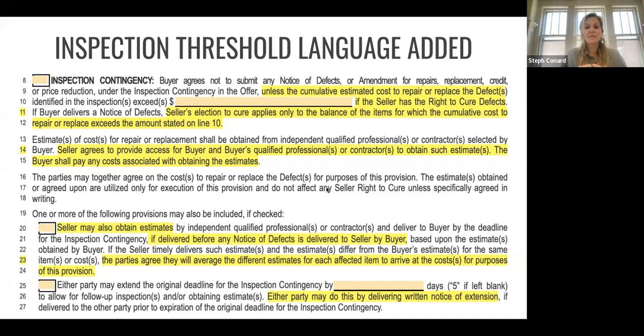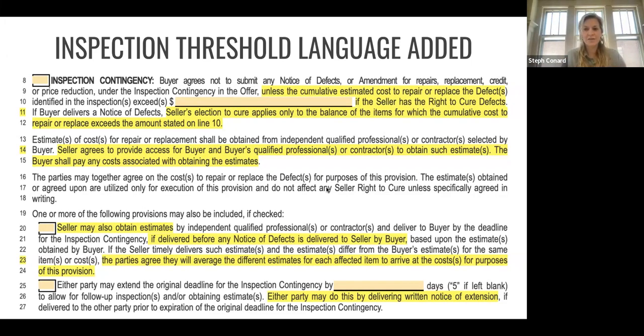If the seller has the right to cure the defects. So you'd only use this inspection threshold language if the buyer is giving the right to cure in the offer to purchase, which again, 9.9 times out of 10, they will be. Moving on, line 11, if the buyer delivers a notice of defects, seller's election to cure applies only to the balance of the items for which the cumulative cost to repair or replace exceeds the amount stated on line 10.